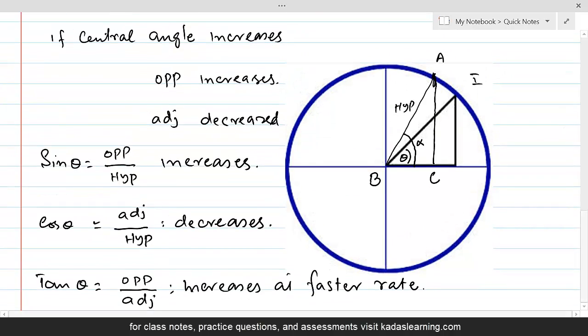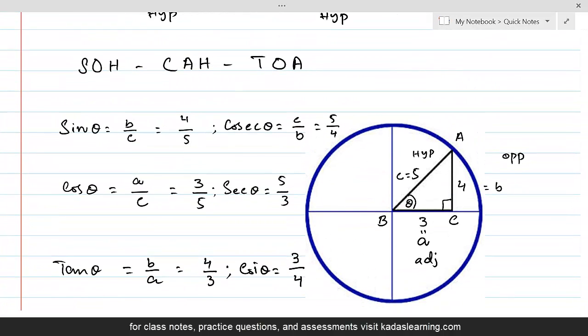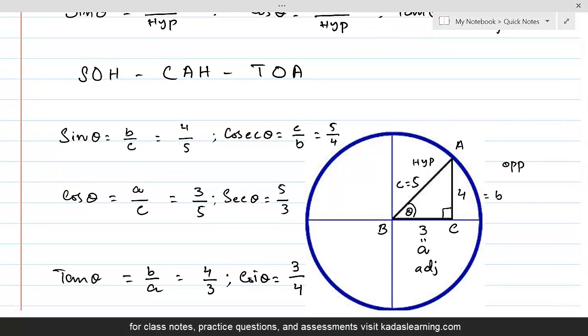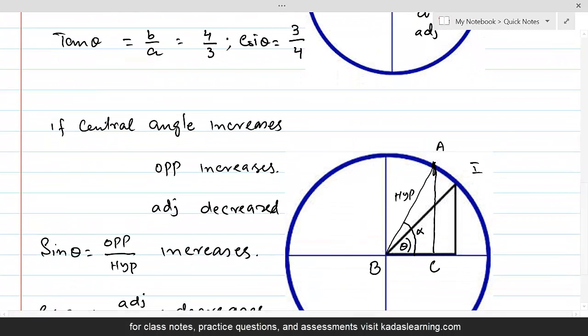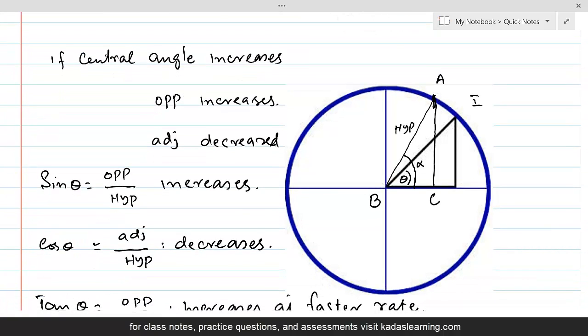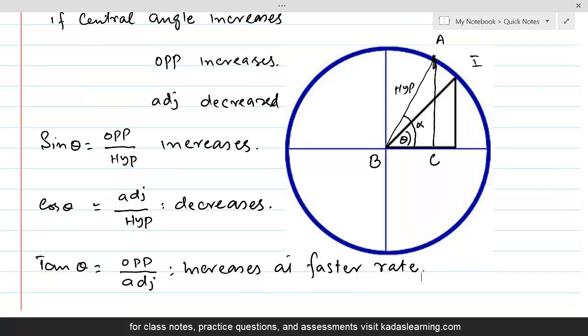So in this lesson, we have defined the basic trigonometric ratios, sine, cos, and tan, and we have also defined their reciprocal trigonometric ratios, which are cosecant, secant, and cotangent. And we also know that in the first quadrant, when the angle increases, sine increases, cos theta decreases as the angle becomes bigger and bigger, and tan theta increases at a much faster rate, because for tan theta the numerator increases while the denominator decreases. See you in the next video.